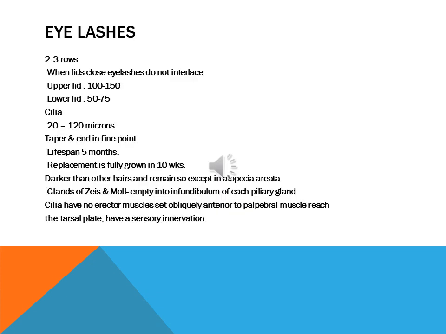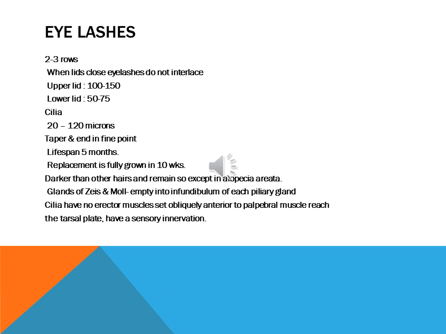The eyelashes are in 2 to 3 rows, both in the upper eyelid and the lower eyelid. In the upper eyelid there are 100 to 150 in number. In the lower eyelid about 50 to 80 in number. The cilia are directed upward and outward in the upper lid, and downward and outward in the lower lid. They don't interlace together when we close the eyelids.